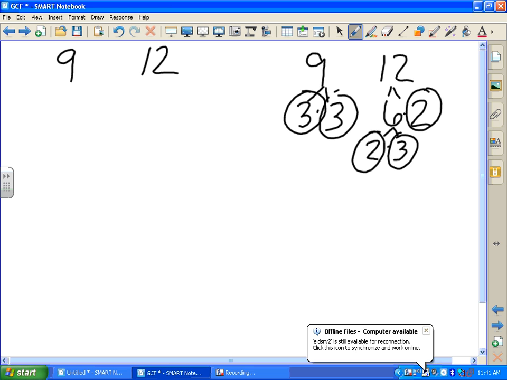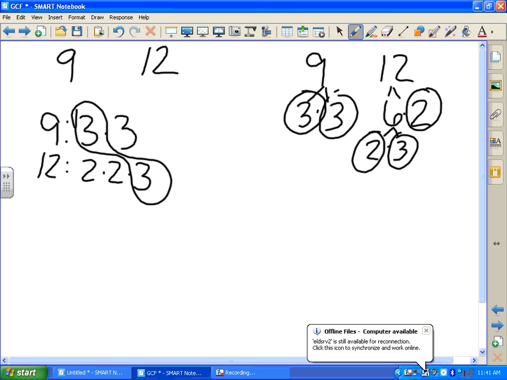Now, list your factors in order from least to greatest. So 9 is just 3 times 3. 12 is 2 times 2 times 3. Circle the pairs, common factors. I have a 3 on top and 1 3 on the bottom. There's no 2. This is 3 times 3 and this is 2 times 2 times 3. I combine the pairs into 1. That's all there is, just a 3. What's my greatest common factor? 3. So my GCF equals 3.